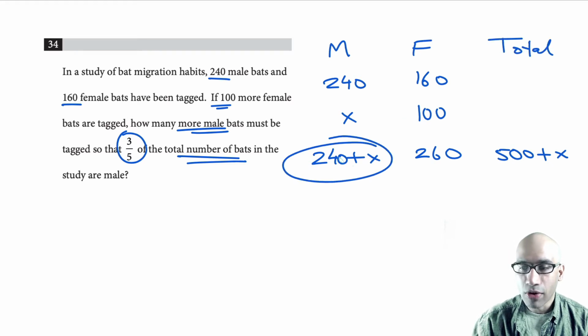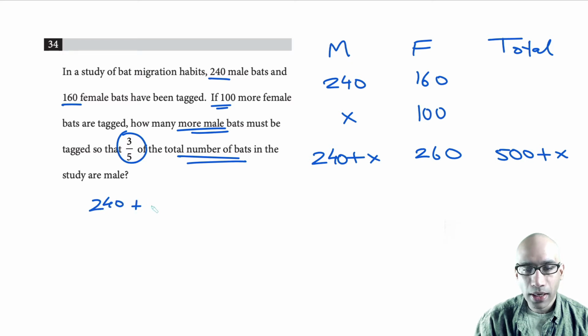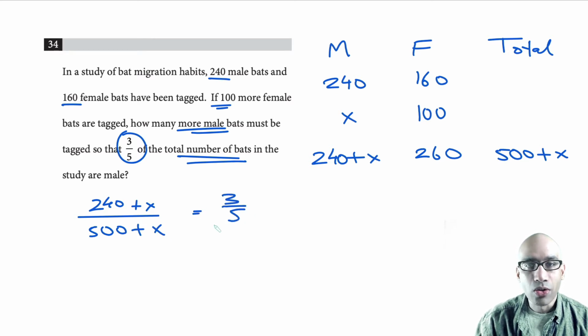And now they're saying the ratio of this guy to this guy is 3/5. So let's write this down as a math formula. You've got (240 plus X) over (500 plus X), right, is equal to 3/5. And then you know what to do. You just need to cross multiply it, right? It's just a ratio. So this times this is equal to this times this, okay?